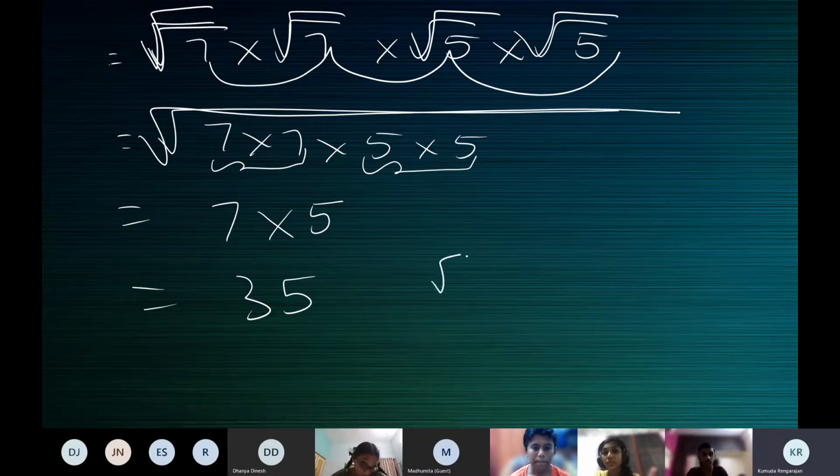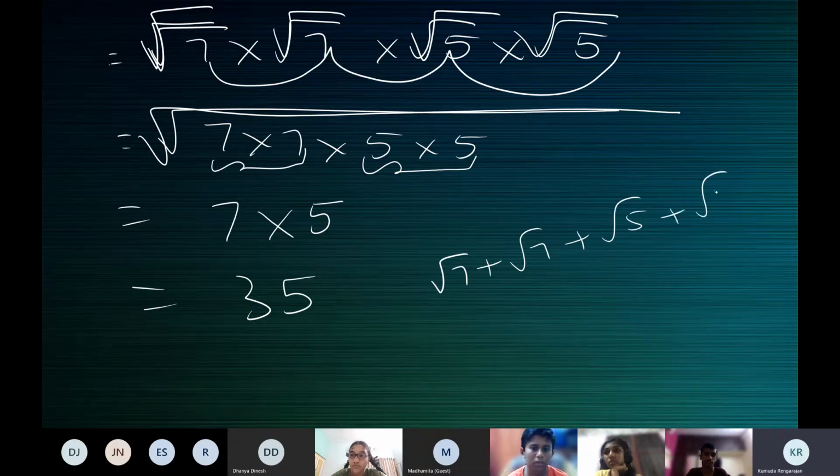Now, tell me, what is root 7 plus root 7 plus root 5 plus root 5? What's the answer for this one? Think. Ma'am, 2 root 7 plus 2 root 5, ma'am. 2 root 7 plus 2 root 5.